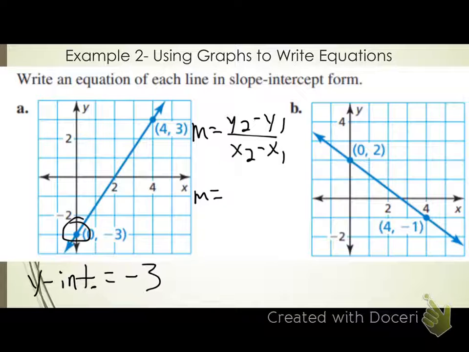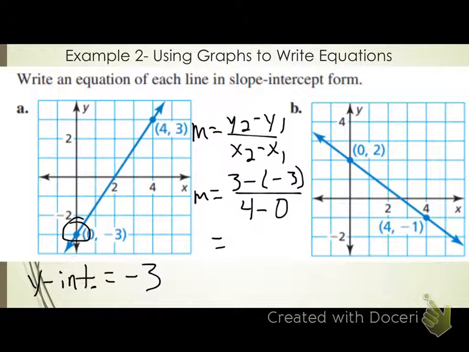What's my second y value? My y2? 3. Could you have said negative 3? Yep. It doesn't matter which order we put the pair in, as long as we keep that same order throughout our whole formula. So what's my first y value? Negative 3. What's my second x value? 4. 4 minus, what's my first x value? 0.